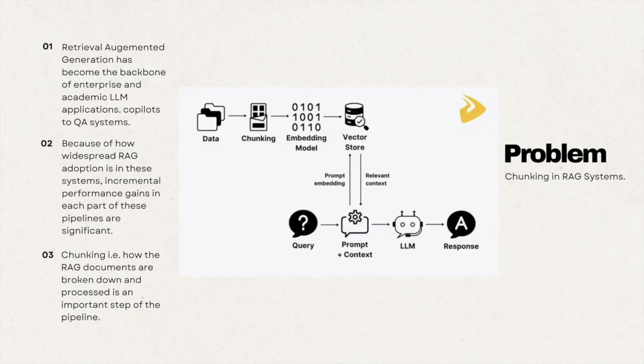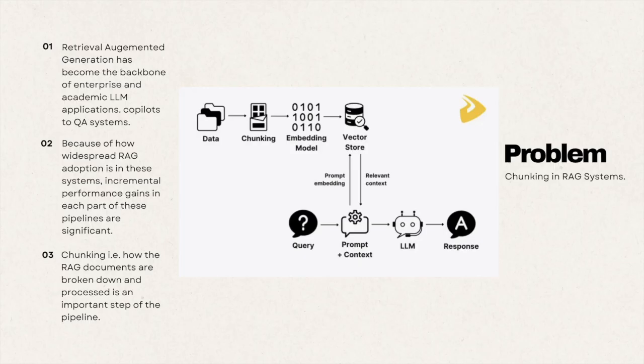So the problem that we seek to address is to improve chunking in RAG, or retrieval augmented generation systems. RAG has become the backbone of enterprise and academic LLM applications, from tax copilots to law applications and, of course, authenticity in academic contexts. Because of its widespread adoption, even incremental optimizations in the pipeline have a significant effect.